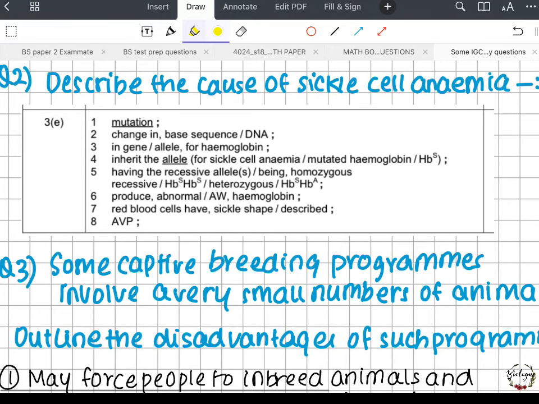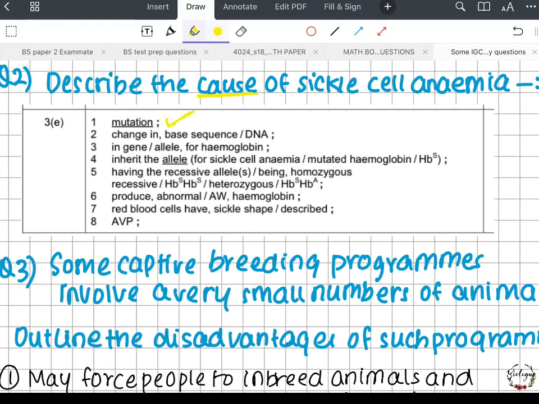Now this is the other type of question: describe the cause of sickle cell anemia. These are the two main questions that can come under sickle cell anemia. There are lots more, but this is what is very common in papers. So, describe the cause of sickle cell anemia. What you should know is that in terms of the genes, it is because of a mutation. Now, what is a mutation? You have to explain that.